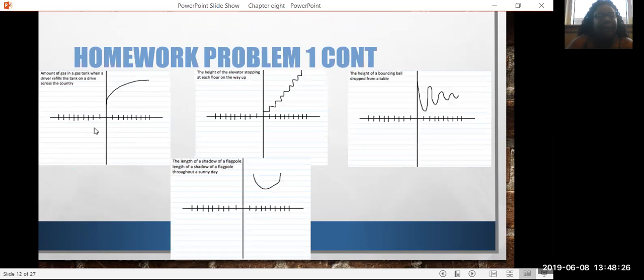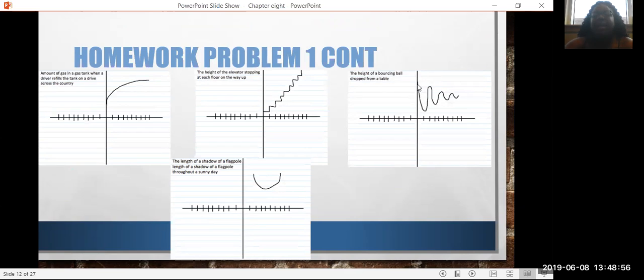Right here at the top left is my graph for the amount of gas in a gas tank when a driver refuels the tank on a drive across the country. As you see, it gradually goes up, and then all of a sudden it just stays even as it goes on. The one in the middle at the top is the height of an elevator stopping on each floor. As you see, it's kind of going like staircases, stopping at each floor as it goes. And then you have the height of a bouncing ball.